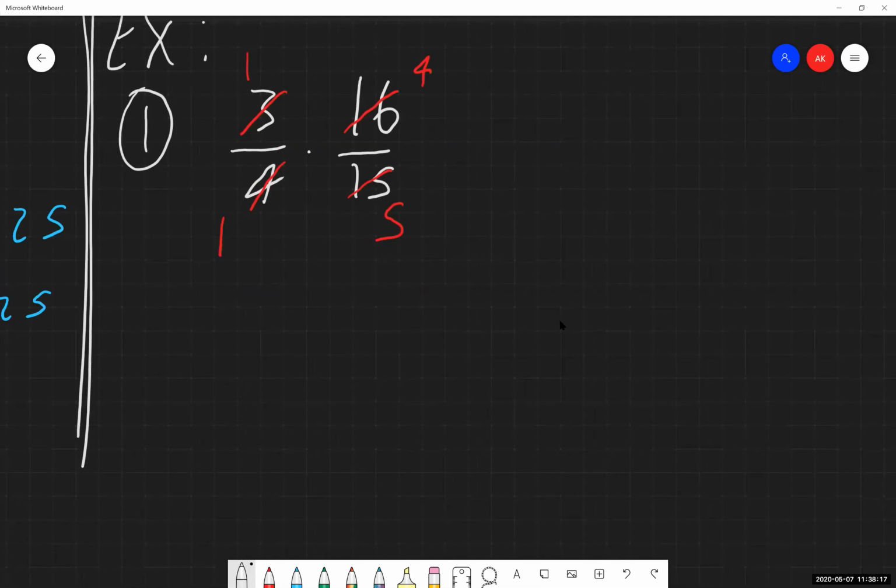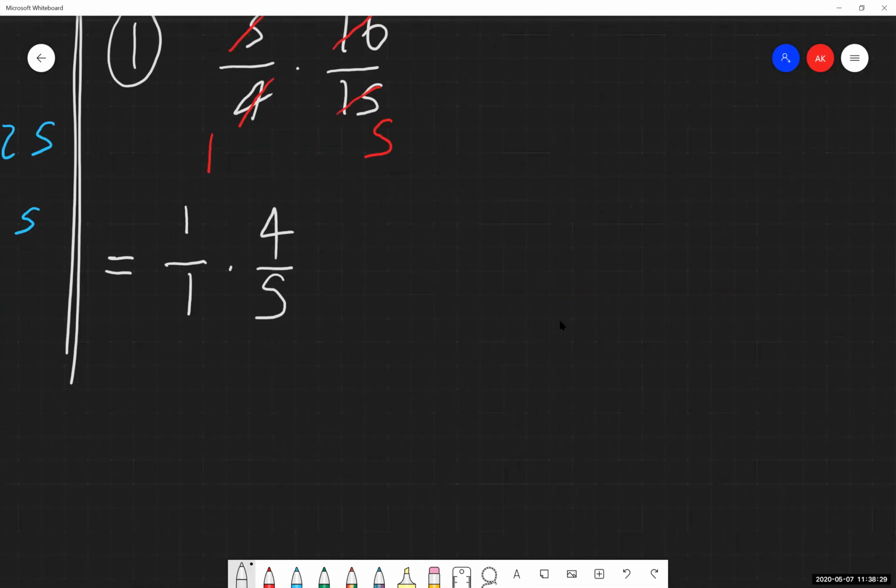We have our new fractions right there. My recommendation, because there's a lot of cancellation that was going on there, rewrite your fractions. So I have 1 over 1 times 4 over 5. And now I multiply straight across. 1 times 4 gives me 4. 1 times 5 is going to give me 5. I get 4/5, the final answer, which is nice.